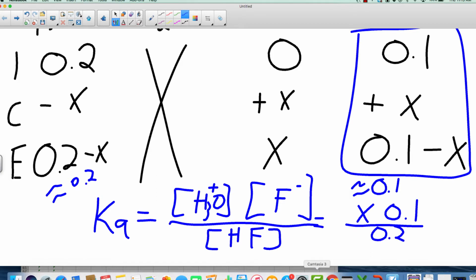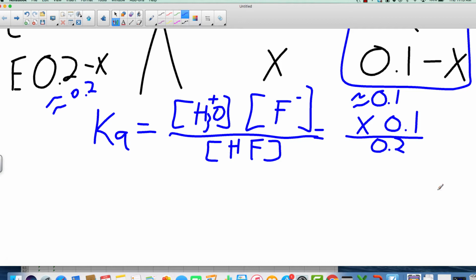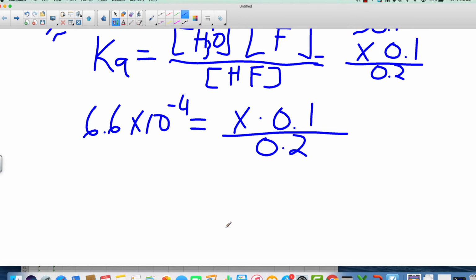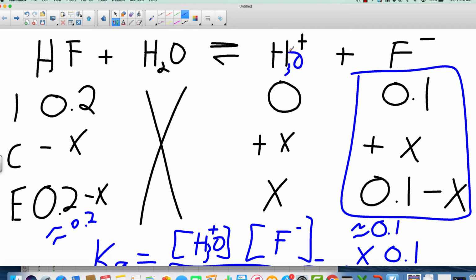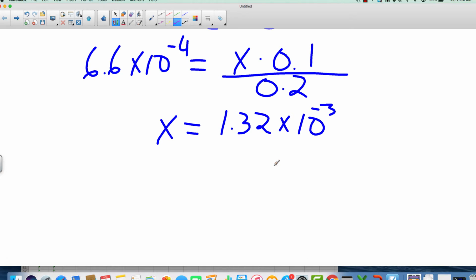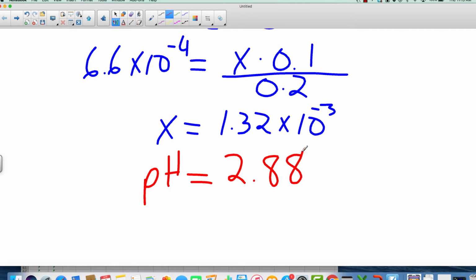Now what do I need? I looked up my Ka value for HF, and it is 6.6 times 10 to the negative fourth. When I solve for X, I get X is equal to 1.32 times 10 to the negative third. And if I scroll back up, I will see that my H+ concentration is the value of X. So if I know my hydrogen ion concentration is 1.32 times 10 to the negative third, all I have to do is take the negative log of that, and I get a pH value of 2.88.